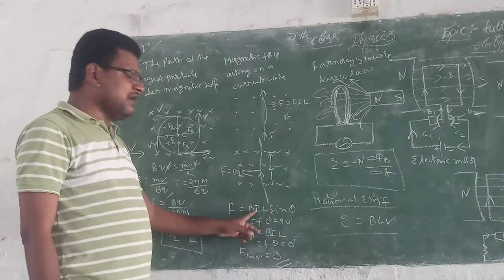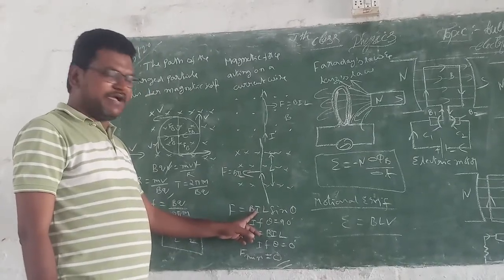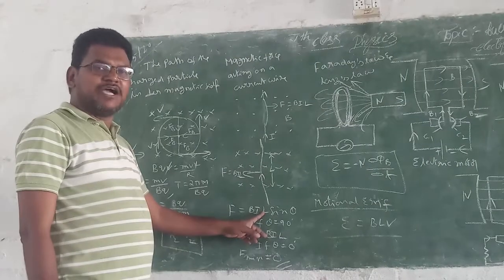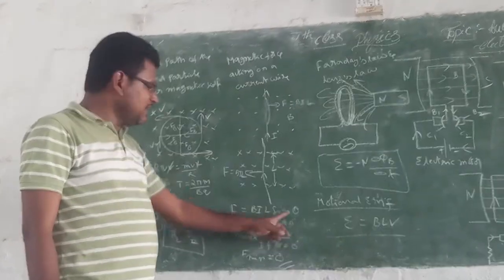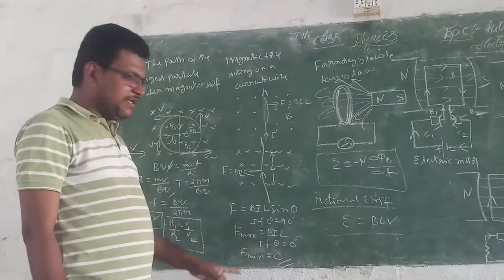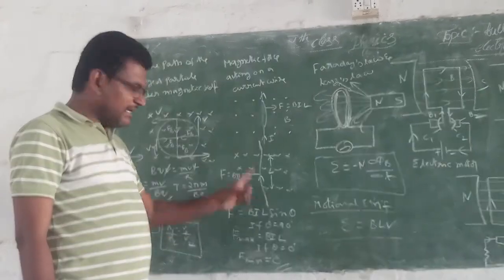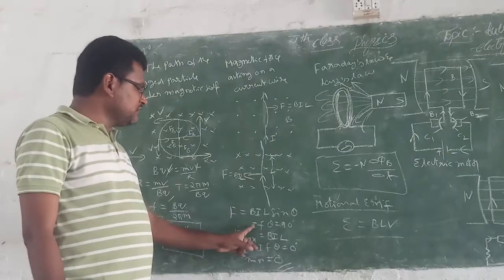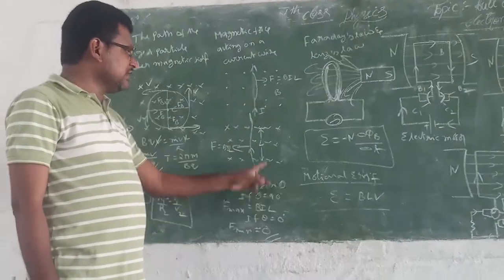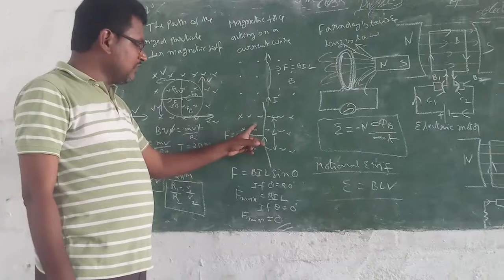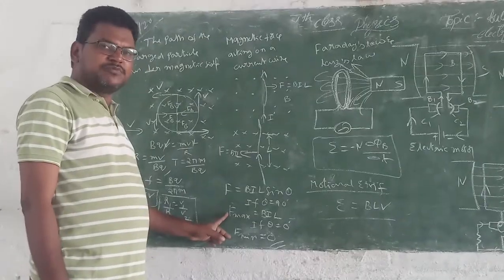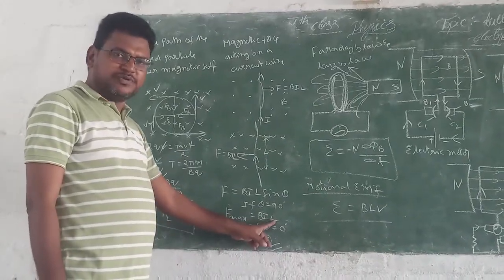B is the magnetic field, I is the current flowing through the wire, L is the length of the wire present in the uniform magnetic field, and theta is the angle between the length of the wire in the direction of current and the magnetic field. If theta is equal to 90 degrees, that means the wire is in a perpendicular magnetic field, then it experiences the maximum magnetic force, F maximum equals BIL.